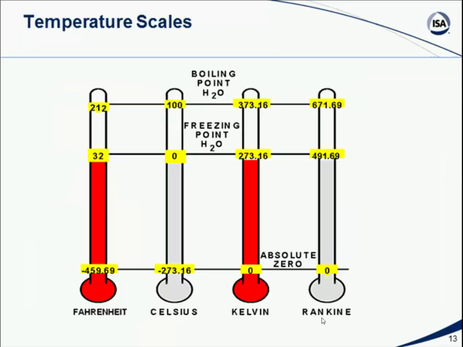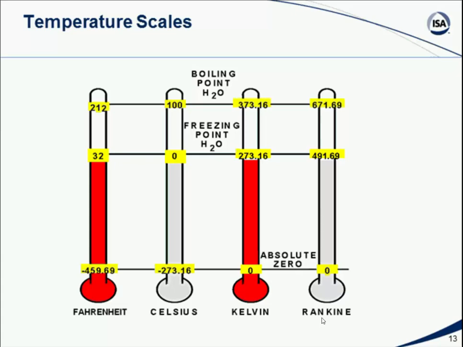Now, in the last lecture, we did mention that we have several different measurement scales of temperature. The one that we've tended to use for years in the United States is the Fahrenheit scale, which indicates that water freezes at 32 degrees and boils at 212, and therefore absolute zero is at minus 459.69 degrees Fahrenheit, which is kind of a crazy number because you'd think that absolute zero should be zero, which is why we also have the Rankine scale.